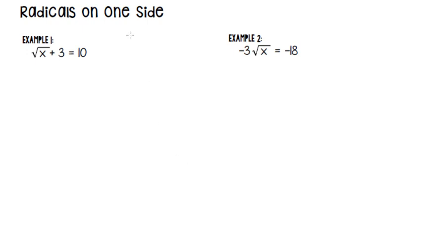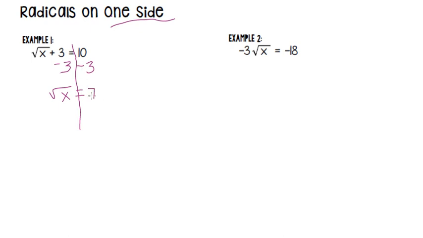So, radicals on one side. This is the basic beginning way to solve a radical equation, and a lot of you probably can think about this one intuitively. We want to get our variable by itself. We want to get our radical by itself. In this case, it's the same thing. So I'm going to subtract 3 from both sides. Here I have the square root of x, and here I have 7.